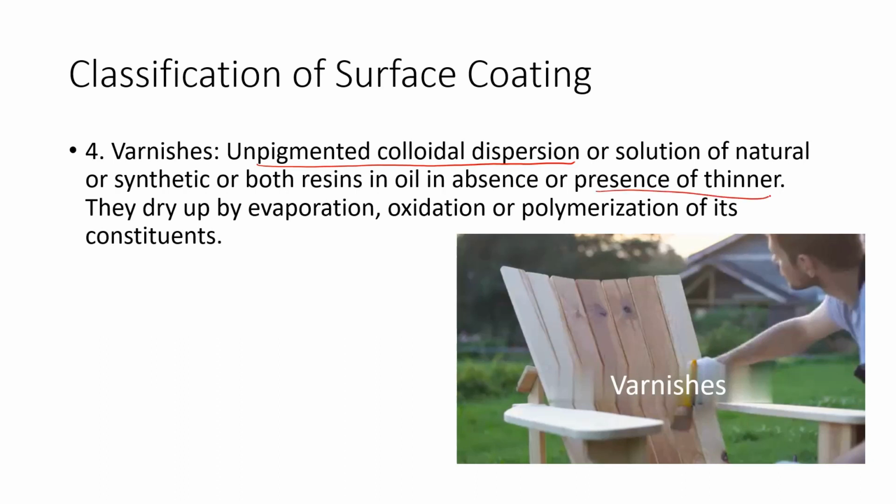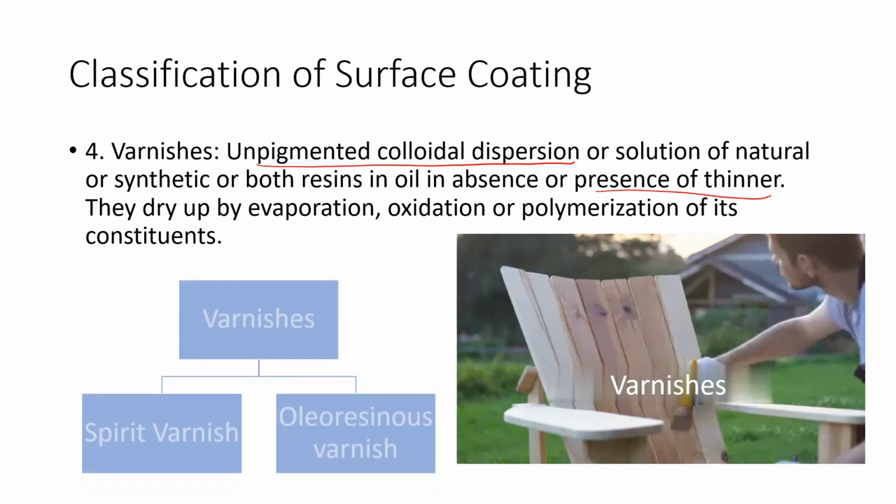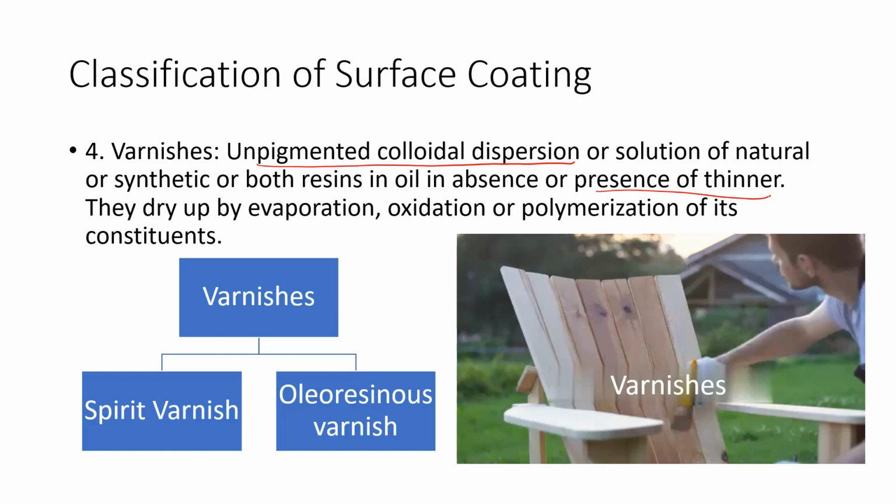So they dry up on the surface of the substance by evaporation, oxidation or polymerization of its constituents, as I have shown in this video. These are of mostly two types. First one is the spirit varnish and second one is the oleoresinous varnish.